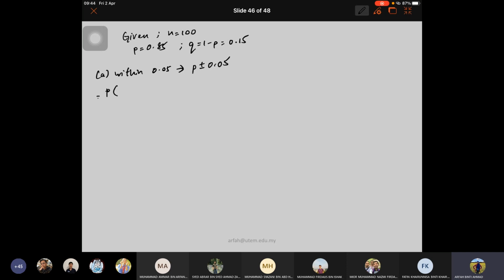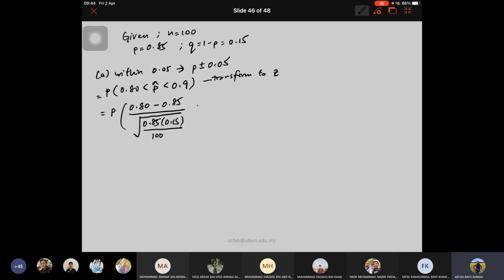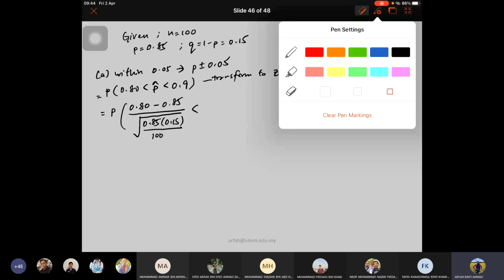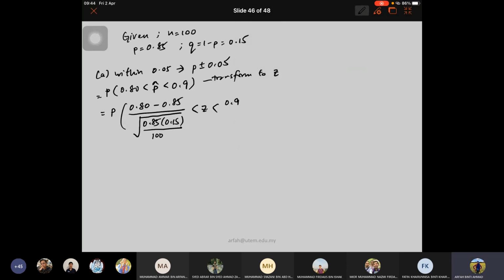So for A we are interested in the probability that P hat is between 0.8 and 0.9, that is minus 0.05 and plus 0.05. This is the probability of the P hat that we are interested in. So it equals the probability, transformed to Z: 0.8 minus P 0.85 divided by square root of P 0.85 times Q 0.15 divided by N 100, Z is between that, and 0.9 minus 0.85 over square root of 0.85 times 0.15 divided by 100.